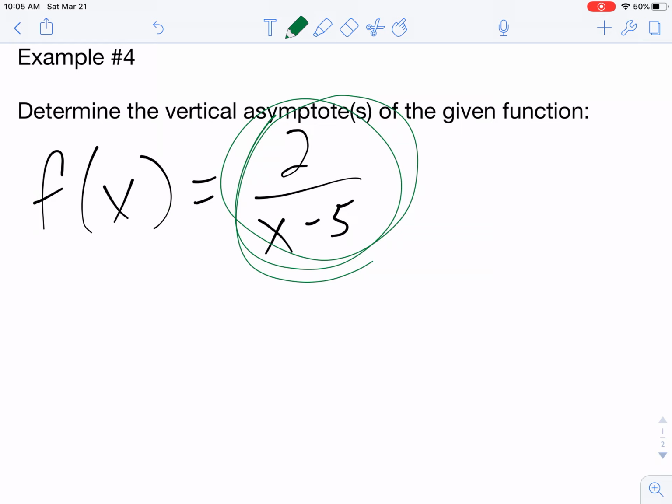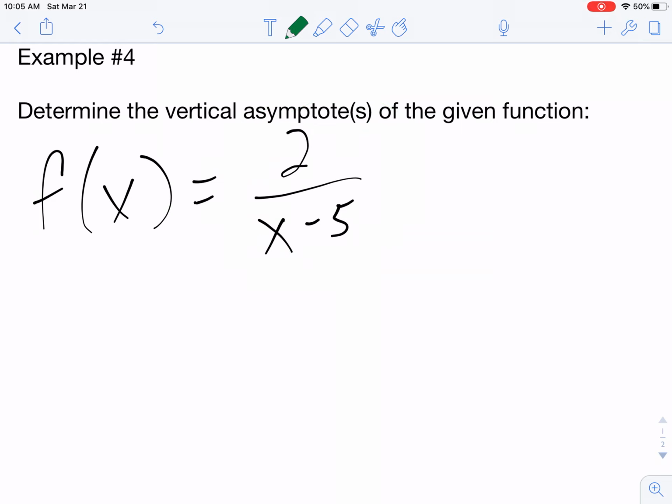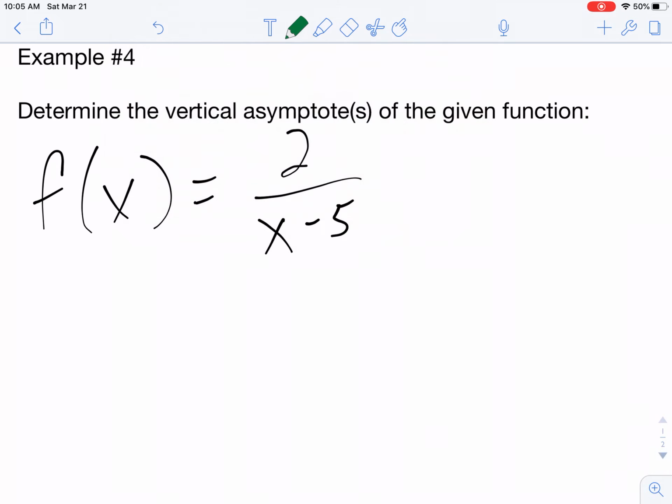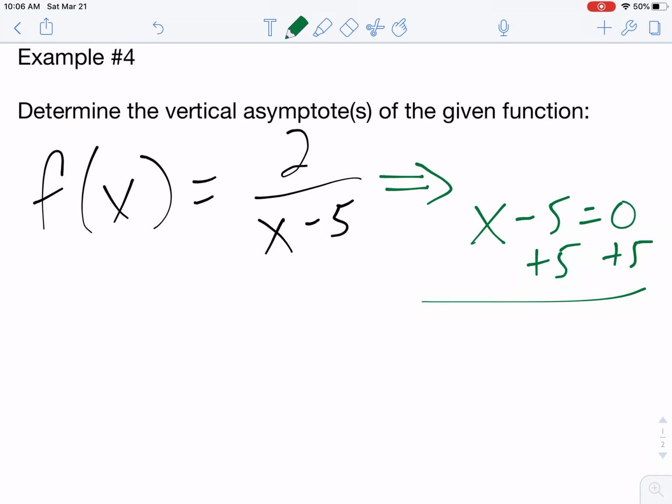I'll do another one in another example where you have to reduce it, but here's an easy warm-up one for now. So remember, after the function is reduced, the vertical asymptote is located at any value of x which causes the denominator to be equal to 0. So it's very similar to finding the domain. So in fact, on this one, the vertical asymptote is x equals 5.